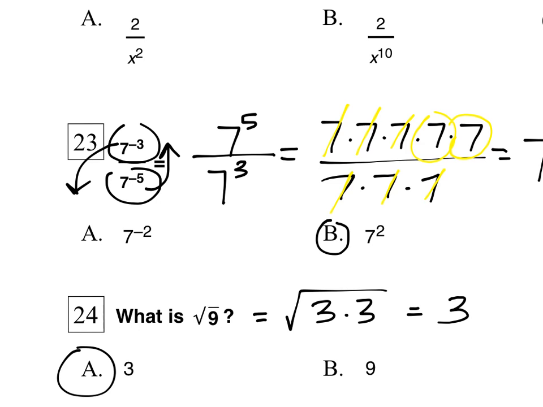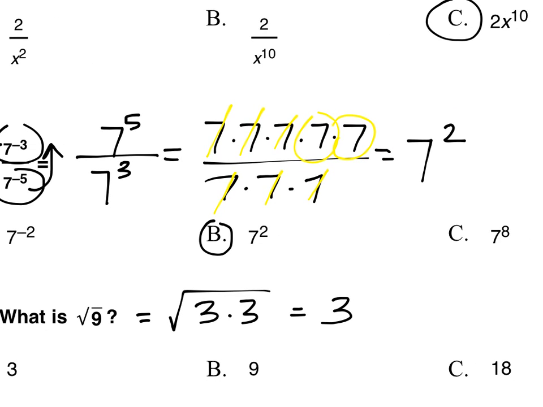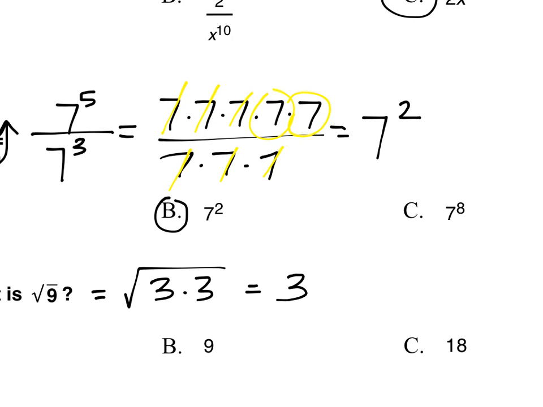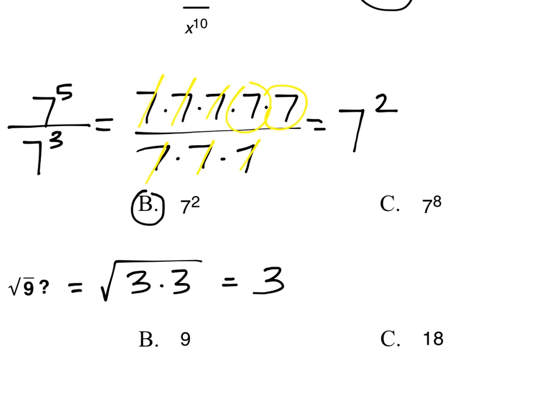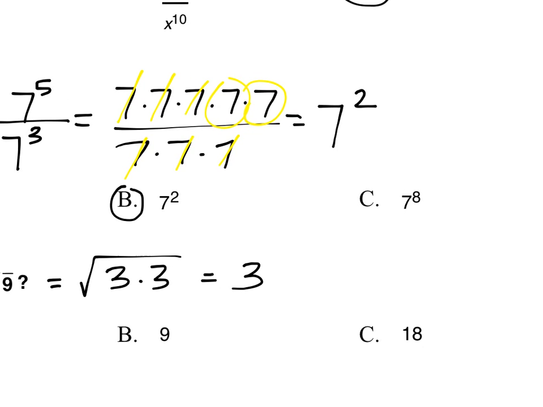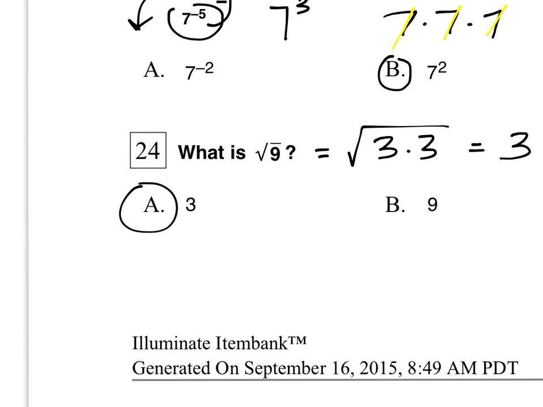And number 23. Both terms have a negative exponent, so both terms flip to the other side of the fraction line, and then I write it out in factored form. There are 5 7's on the top, 3 7's on the bottom, and I simplify and I have 2 7's left on the top, so I have 7 to the power of 2.